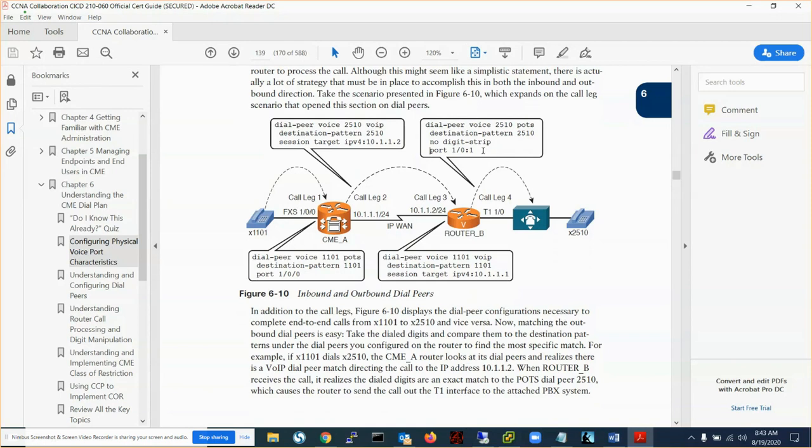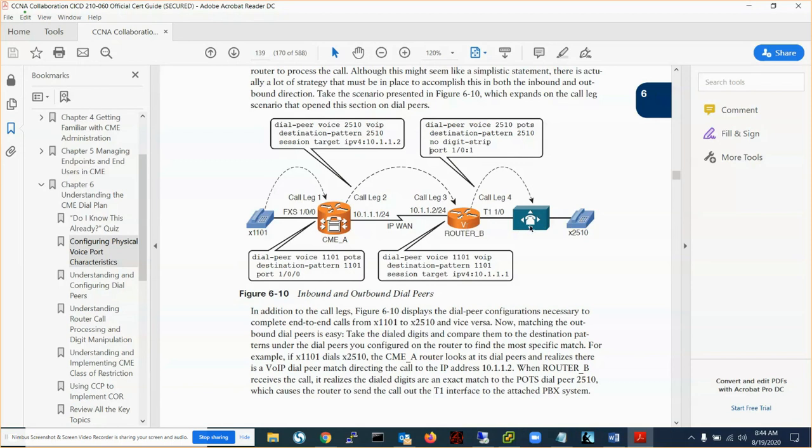No digit strip, we talked about the digit strip yesterday. And the port is 1/0:1. This is a T1 CAS. Once you see 1/0:1, you know that is a CAS T1. A T1, but it's CAS, not PRI. So send it through this T1 port here, and it will go to this phone. Remember, between the PBX and router B is a T1 connection.